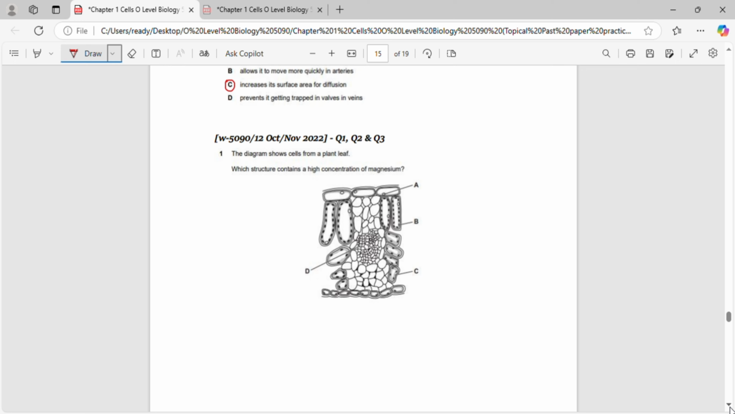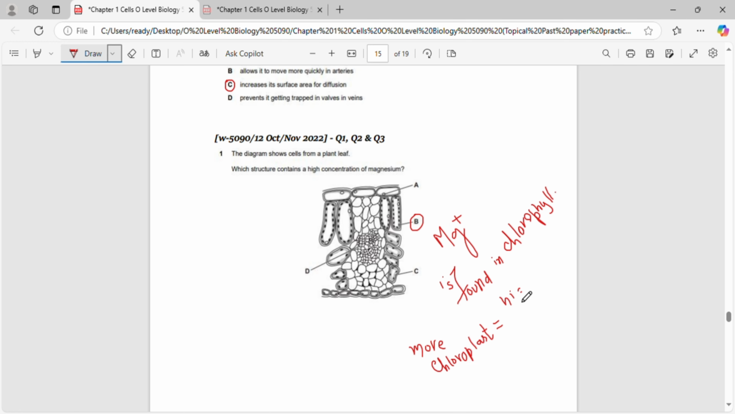Next, the image displays cells from a plant leaf and asks which structure contains a high concentration of magnesium. This is also related to Chapter 6. So, let me point out that option B is the correct answer here, as the palisade mesophyll cells contain more chloroplasts, and therefore, more chlorophyll. Magnesium is a key component of chlorophyll, so in regions with a higher number of chloroplasts, the magnesium concentration will be greater.